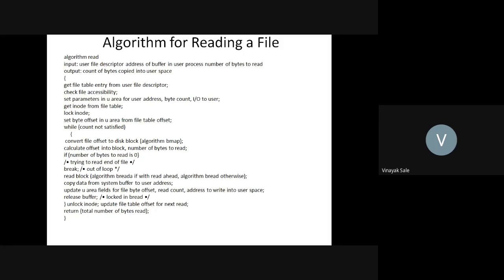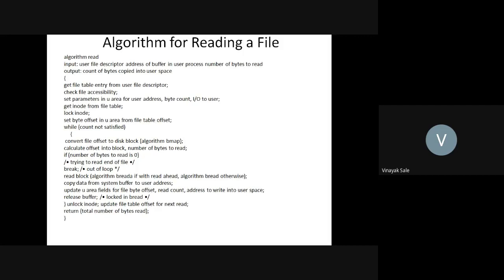If the number of bytes to read is more than 0, then read the block with the help of the bread or breada algorithm. Then copy the data from the system buffer to the user address, update the user area fields for the byte offset, read count, and address to write into user space, and release the buffer which was locked in bread.